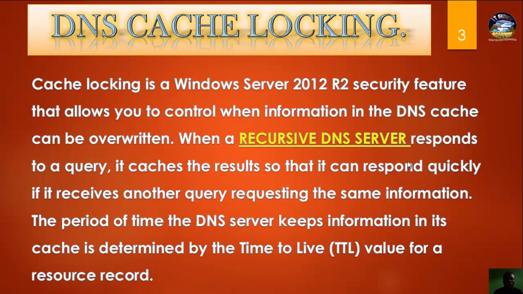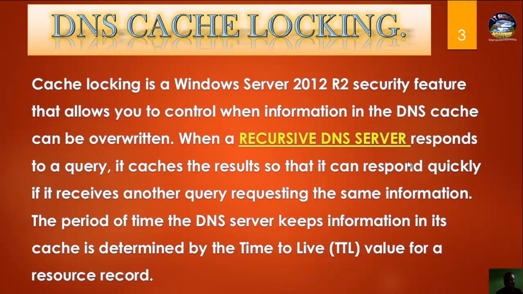Alright, so DNS cache locking. Cache locking is a Windows Server 2012 R2 security feature that allows you to control when information in the DNS cache can be overwritten. When a recursive DNS server responds to a query, it caches the result so that it can respond quickly if it receives another query requesting the same information. The period of time the DNS server keeps information in its cache is determined by the time to live value for a resource record.